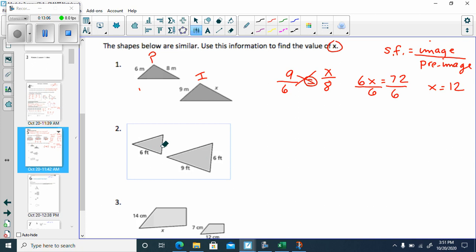Let's look at number 2, okay? If I've got this one. Same situation, this side is 12. Now let's see if that makes sense. 9 is bigger than 6, 12 is bigger than 8. That makes sense. So let's try this, pre-image and image. Okay? 9 is to 6, as 6 is to x.